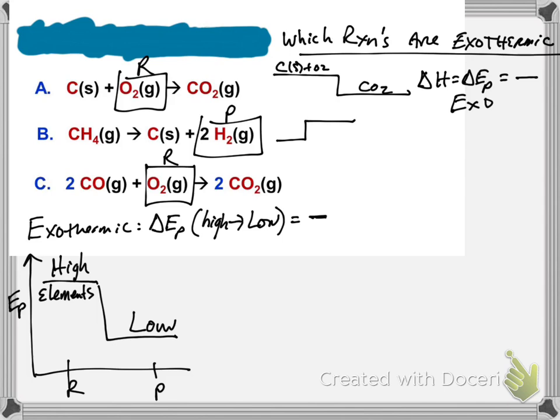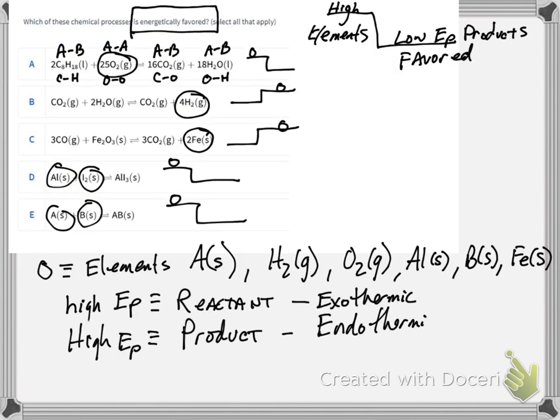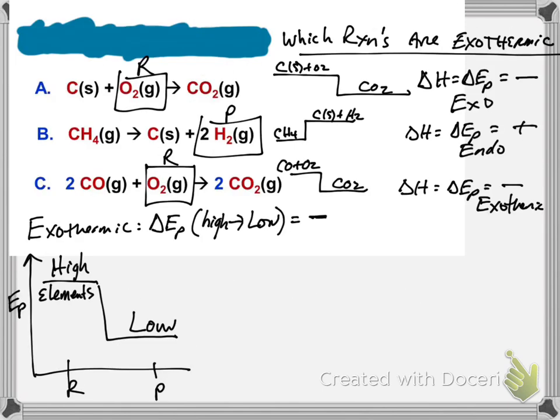In B, we see that our products have the element, and so we're going from low potential energy compounds up to high potential energy products, elements. In that case, the change is going from low to high. That change is positive. And then when we look at C, C is the same as A.